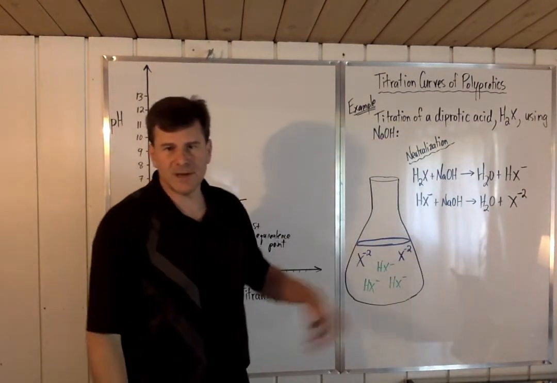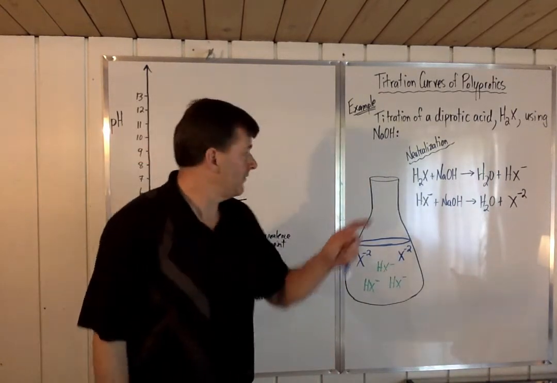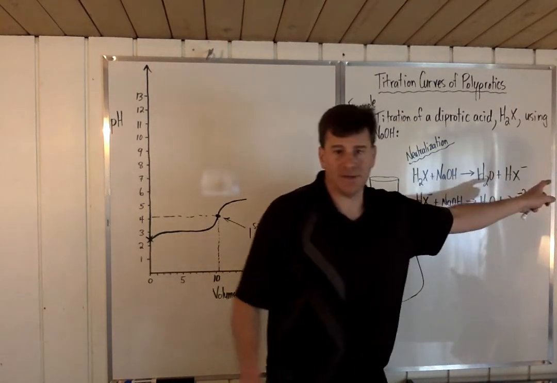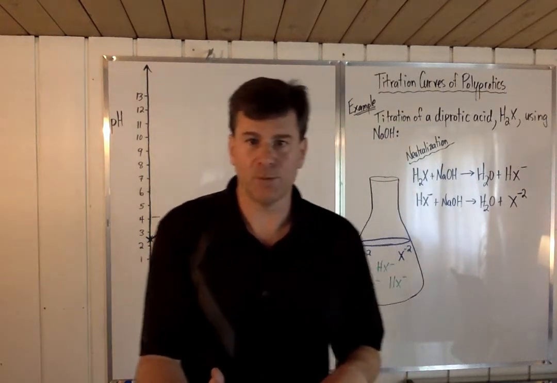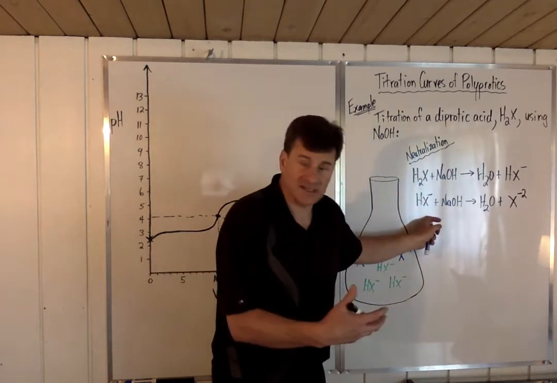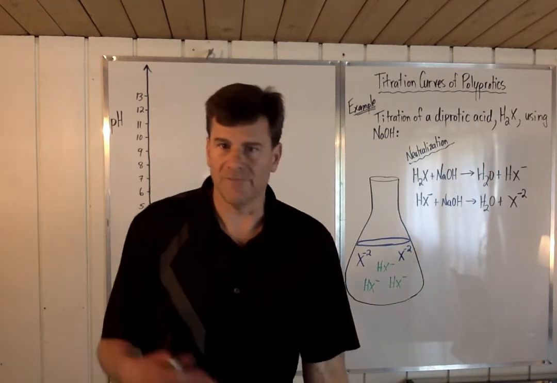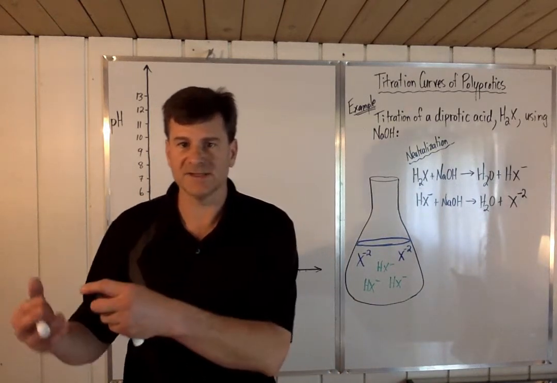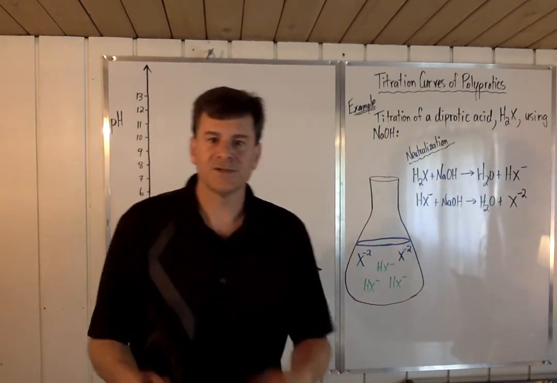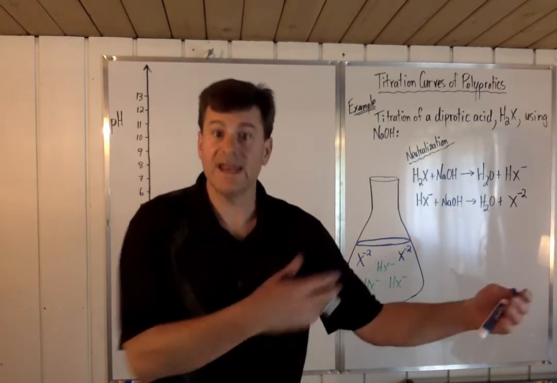Way back to my original example, it took 5 sodium hydroxides to get rid of all the H2X's, to turn them all into HX minus. That happened, we reached the first equivalence point. Then we started adding more NaOHs to get rid of the HX's, turn them into X minus 2s. How many HX minuses were there? Well, 5. Because I started with 5 H2X's, they got all converted into HX minuses, so there's 5. So I have to turn all 5 of those into X minus 2s before I reach the next equivalence point.